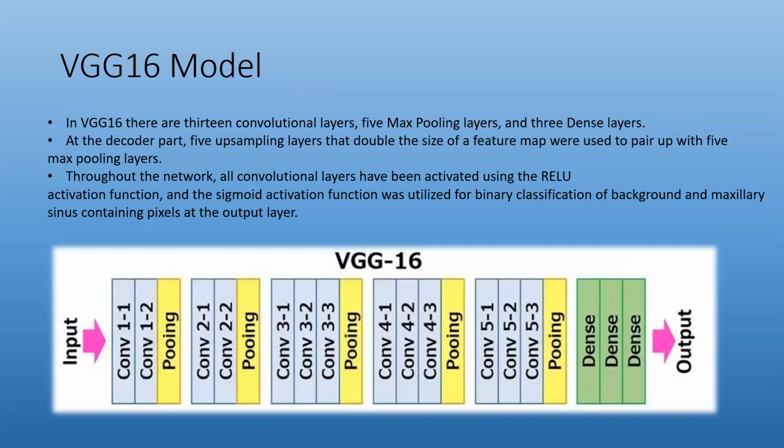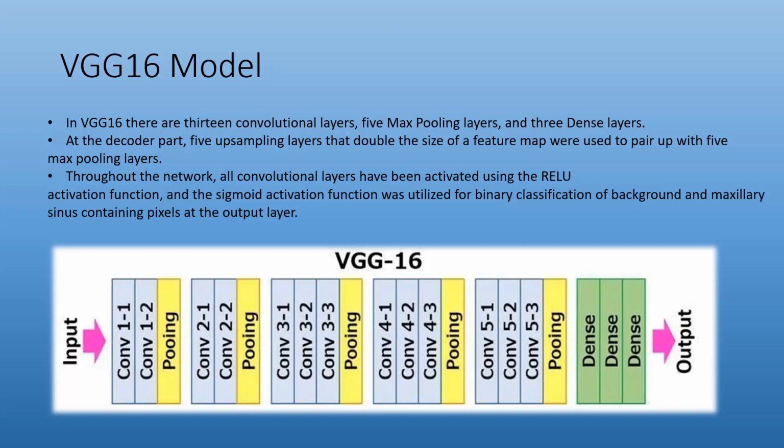VGG16 has, as the name implies, 16 trainable layers, 13 convolutional and 3 dense layers. We have used the parts before the dense layers as the encoder of our model, 13 convolutional and 5 max pooling layers. The network was pre-trained with the ImageNet dataset, and instead of starting with random weights, we have used the pre-trained network weights. All the layers are trained according to our CT scan images.